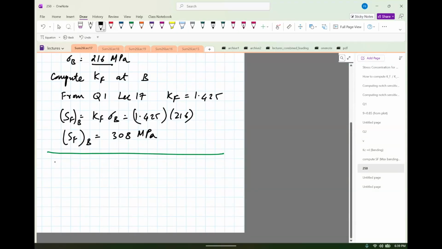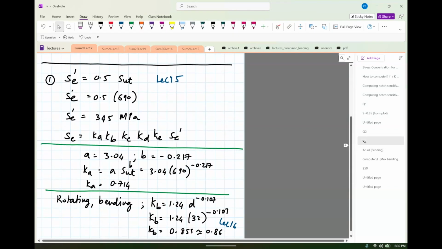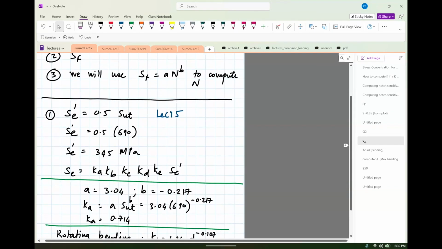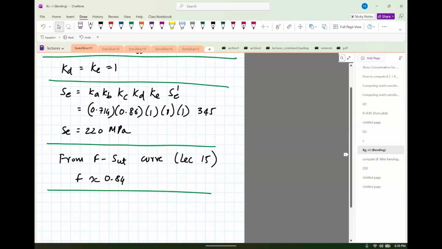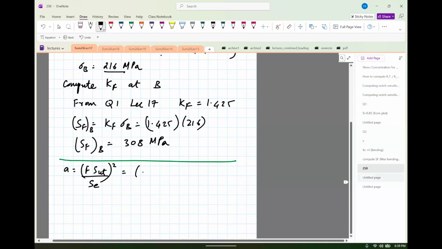Okay, so what is A? A is (F·SUT)² divided by SE. So luckily we have all this computed previously. If you go here, we have SE, maybe here. F is 0.84, SE is 220, SUT is 690 megapascals. So we have everything here.